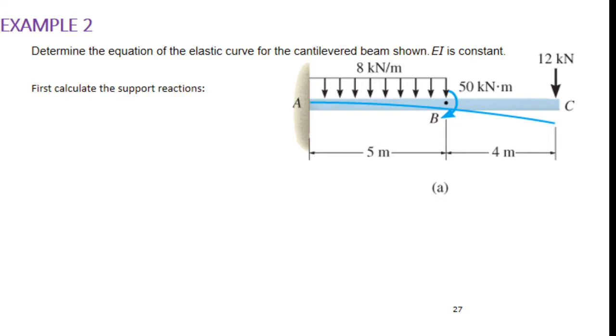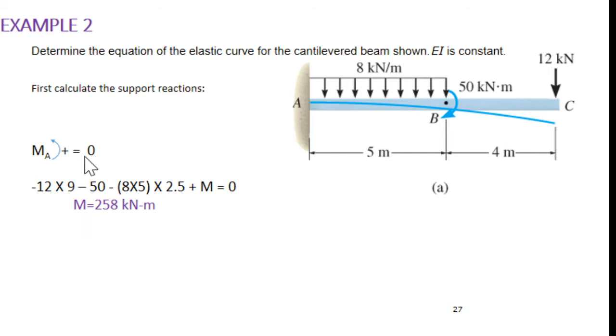You can see it is a fixed support here, so two reactions will come. One is a vertical force and one is a moment. So first calculate the moment. If you take moment here and consider it M, then you can write the expression 12 multiplied by 9, minus 50, this is negative as it is clockwise, minus 8 multiplied by 5 multiplied by 2.5, it will work at the middle. You are taking moment about point A, and if you assume anti-clockwise moment, then plus M equals 0, that will give you M equals 258 kilonewton meter anti-clockwise.